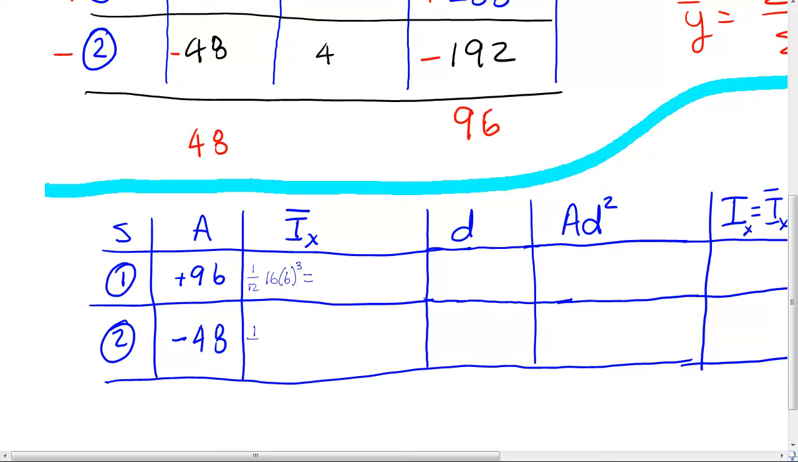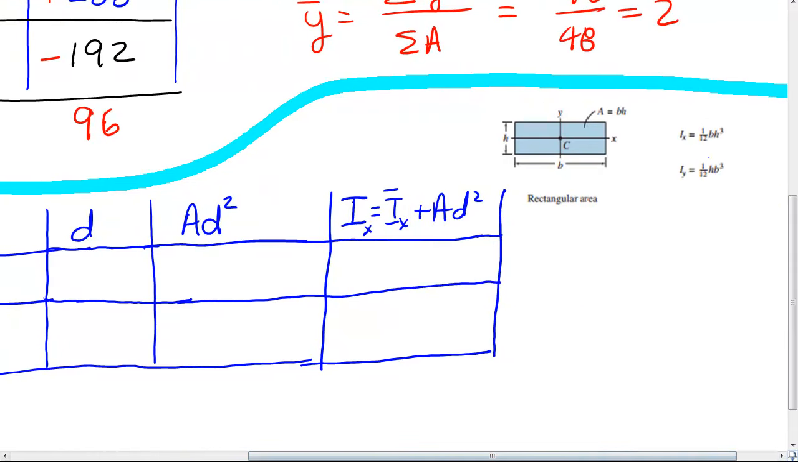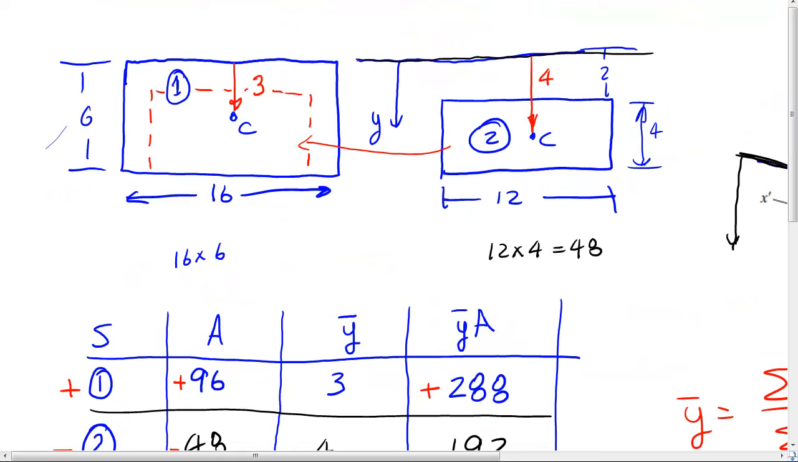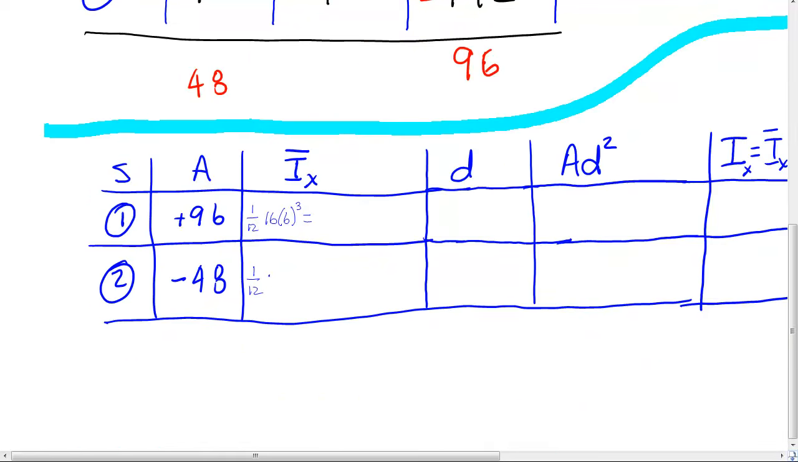Now I'm going to go ahead and do the other one, which is 1/12. Now where I'm getting this from is this term right here. I'm basically finding the IX that way. 1/12, the base on it was 12, and the height was 4. 12 and 4 to the third equals 2.